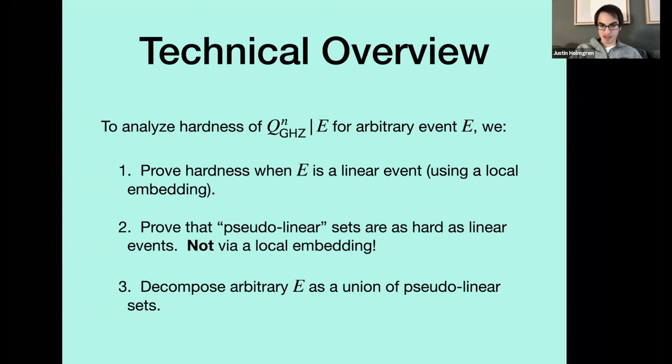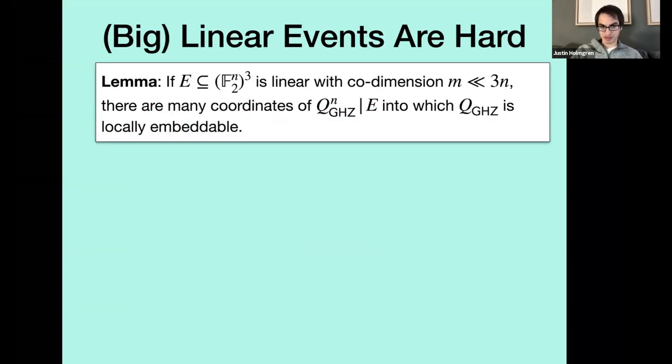So the first step is analyzing linear events. Specifically, by linear events, I just mean some linear subspace over F2. What we claim is that if the event is big enough, so having small codimension, then there are many coordinates of the conditional distribution into which you can construct the local embedding. In other words, there are many hard coordinates.